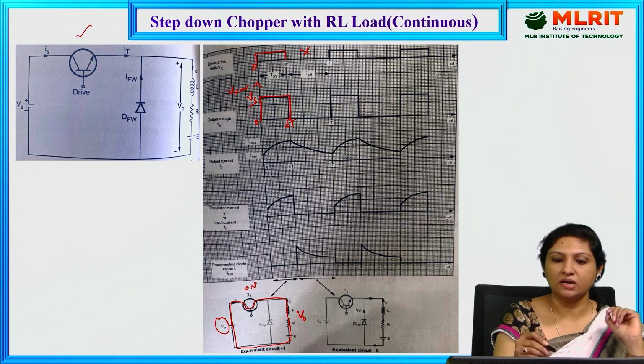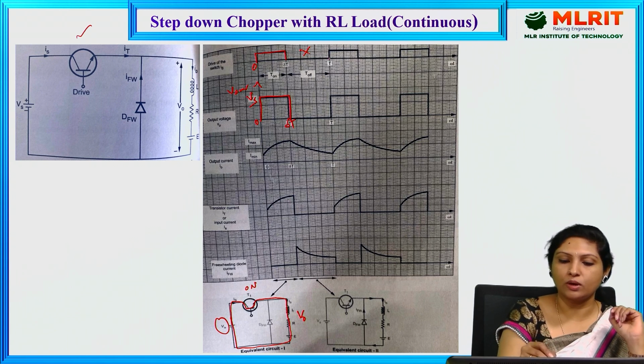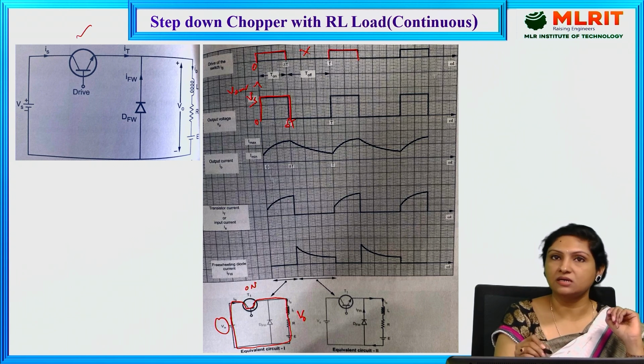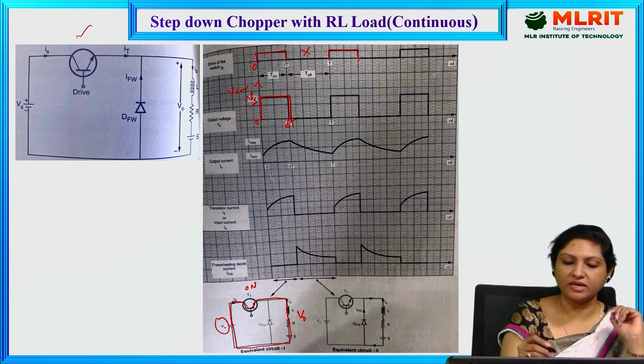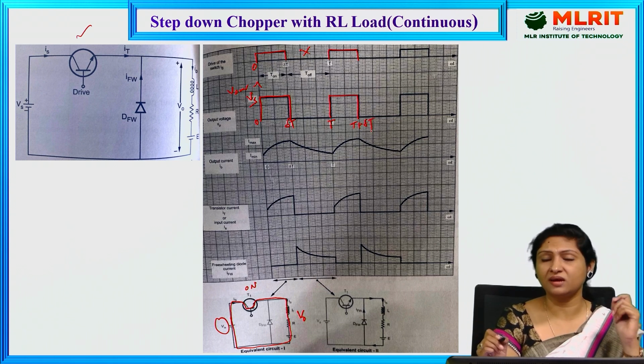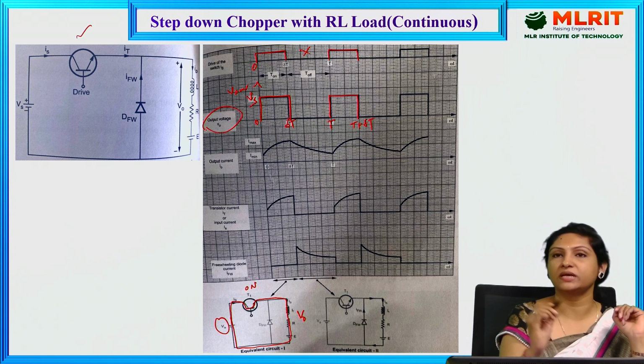And the moment it reaches t, again we have provided the base drive, and that is how supply voltage is connected to output voltage, and here we are getting the output voltage waveform right from this instant called t to t plus delta t, and the cycle repeats. And that is all about the output voltage waveform.